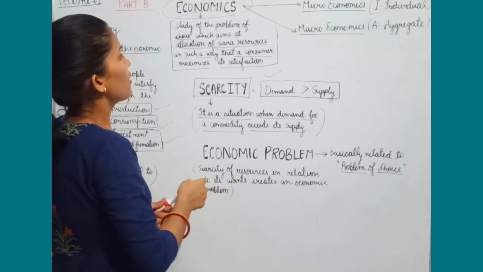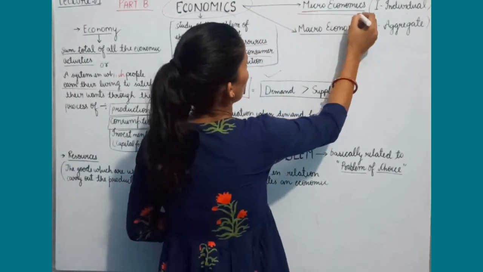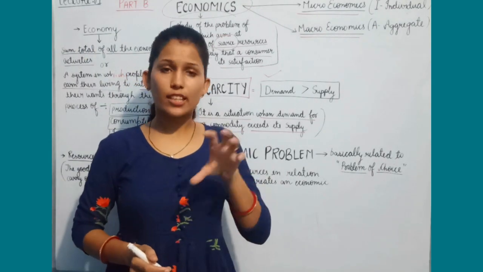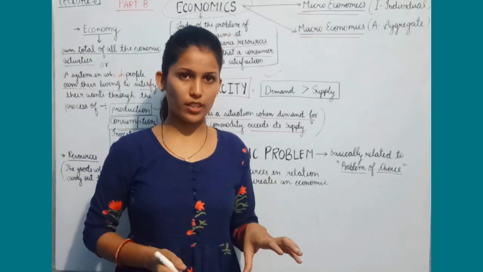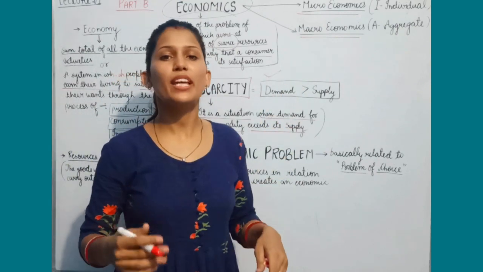Next, economics is divided into two parts. First is micro and second is macro. Micro is related to a very small unit or individual unit, and macro is large, or the economy as a whole.